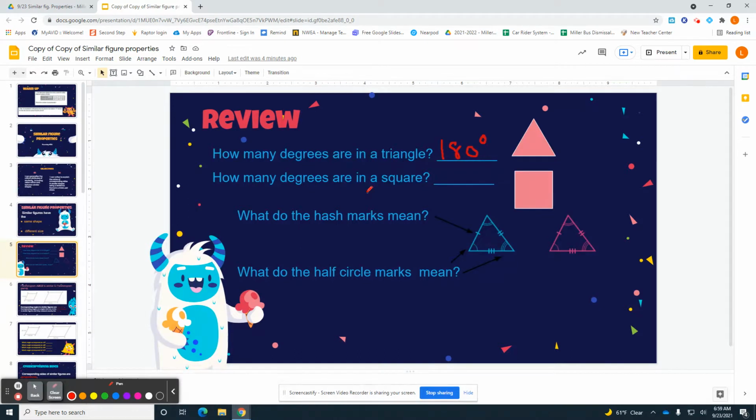So how many degrees are in a square? Take time to think about that. All right. If you said there's 360 degrees in a square, you are correct. For a square, think about it. A square is just like having two triangles. If you cut that square in half diagonally, you're going to have two triangles. So it is 360 degrees.